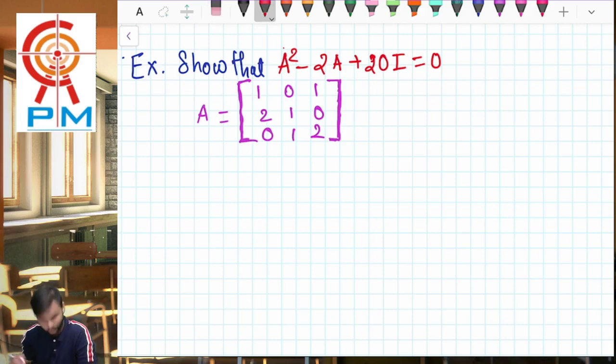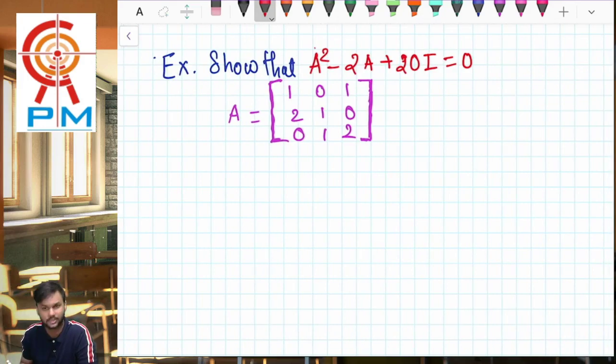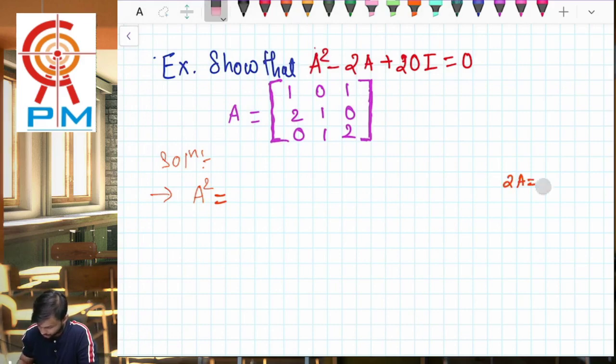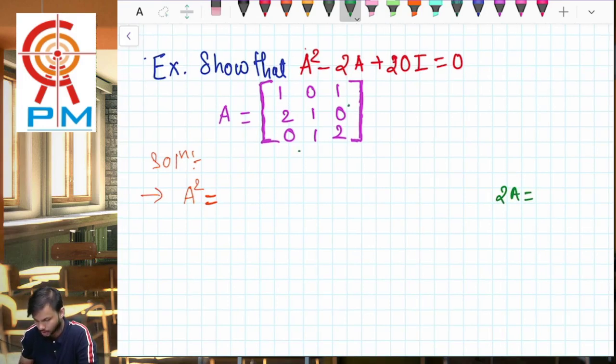Okay, so let's just move on with the example part. First we will find out step by step the things that we need to put over here. So first we will find A square. Solution has been started now. First we will find A square, then we will find twice A. Let me take a different color. Twice A. And I have intentionally taken 0 a lot, so that it will help us in solving it quickly. And then lastly I will find out what 20 into I is. So let me just keep it here for now.